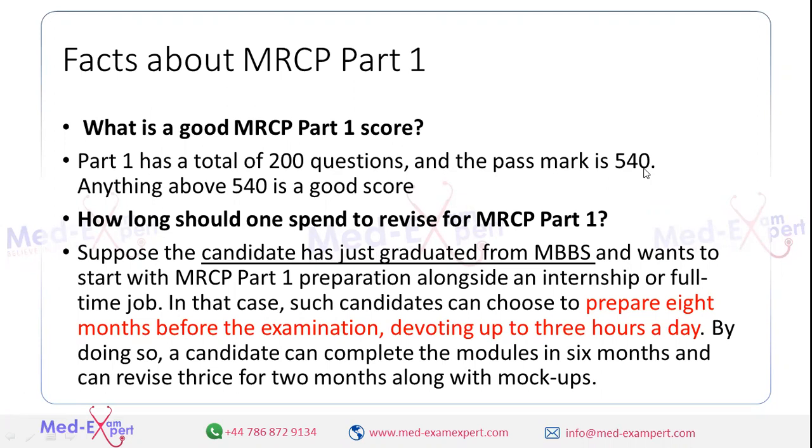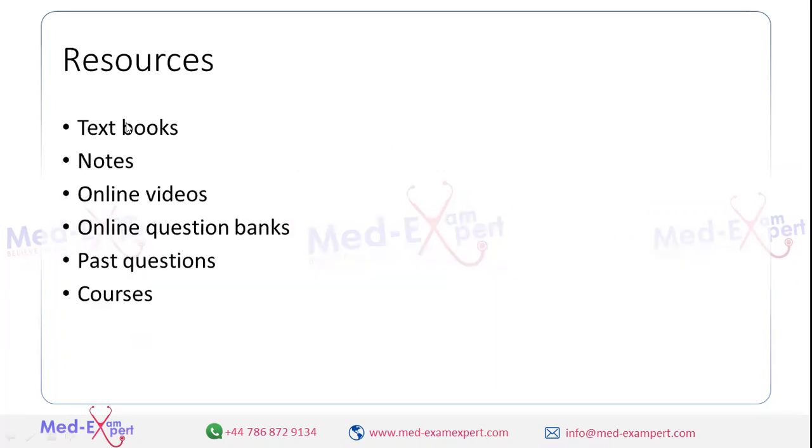I have a question, Doctor, please. I haven't heard the answer about which question bank. So online question banks, we have 3. One is Pass Test. Second is Pass Medicine. Third is BMJ OnExamination. These are the 3 online question banks which are available.